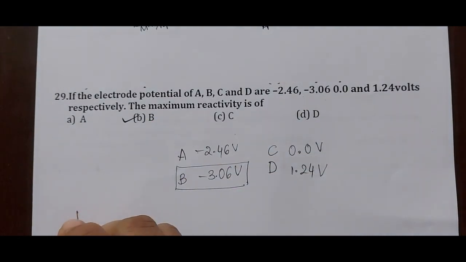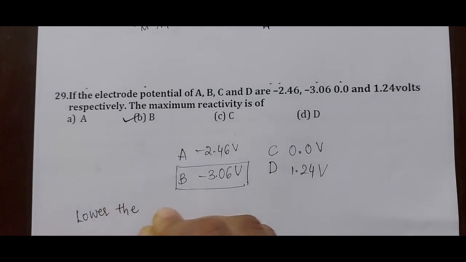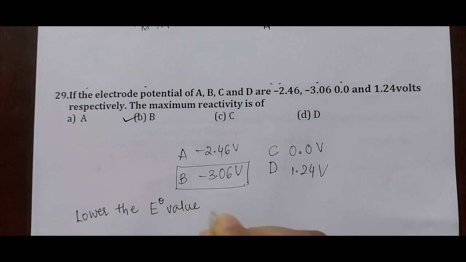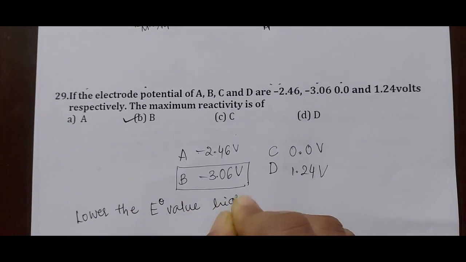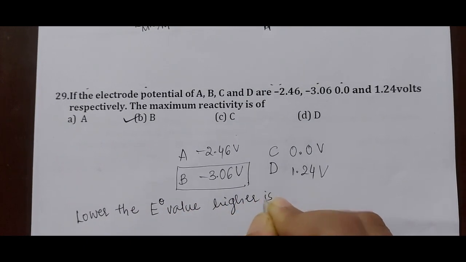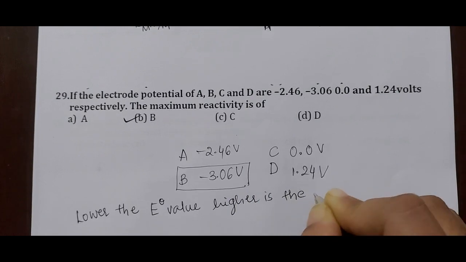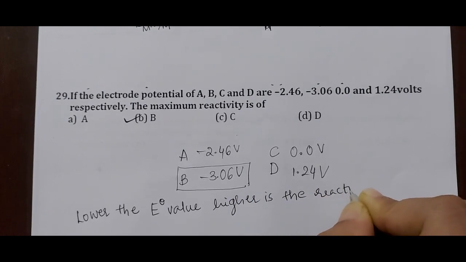So here what you have to remember: the lower the E naught or electrode potential value, the higher is the reactivity.